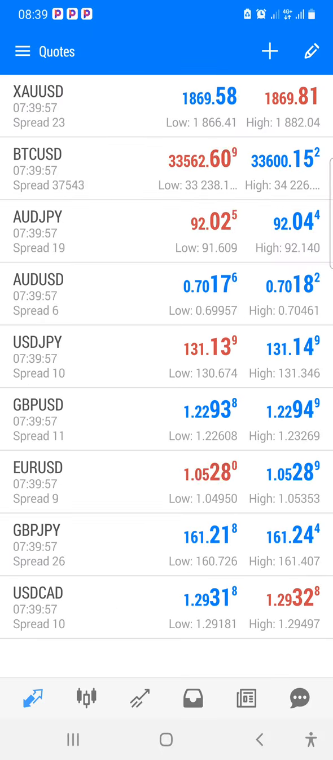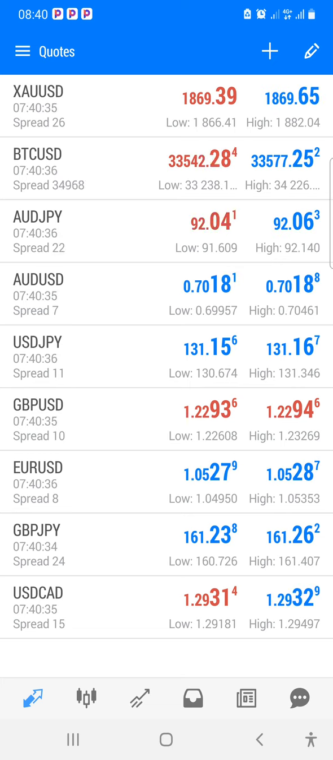Quotes. For instance, in Euro USD, you can see that it's moving. We have 1.0528 and 1.0528 as our two prices there. The first one is the bid price, the second one is the ask price. You can see that the bid price is kind of lesser than the ask price as it's moving. Now, I told you that the bid price is the price buyers want to buy at, while the ask price is the price sellers are willing to sell at.